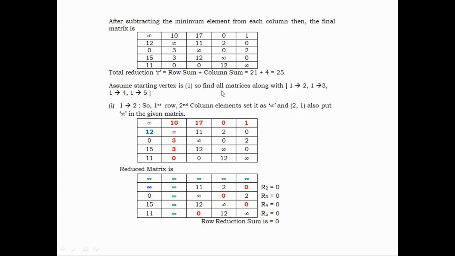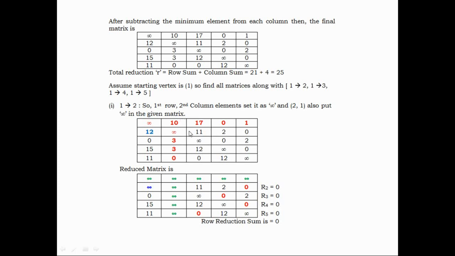So find all matrices along with, that is 1 to 2, 1 to 3, 1 to 4 and 1 to 5. Now we will calculate the distance from 1 to 2. What we have to do here is set the first row and second column elements as infinity, and 2, 1 also put infinity in the given matrix. Now this is the matrix.